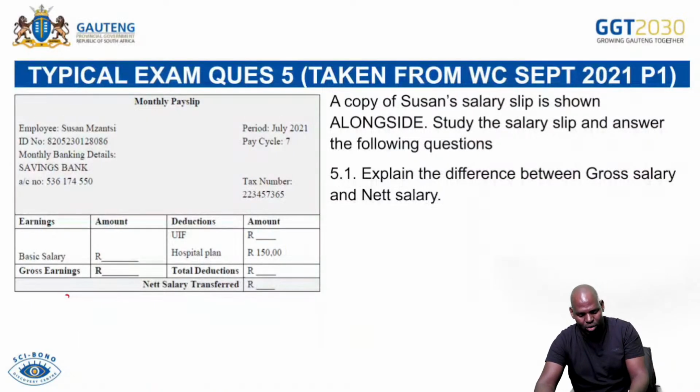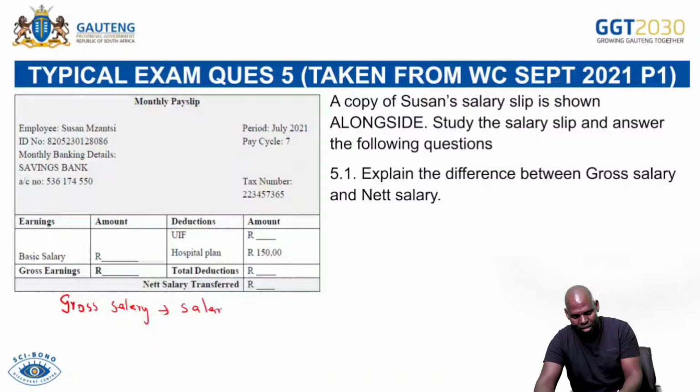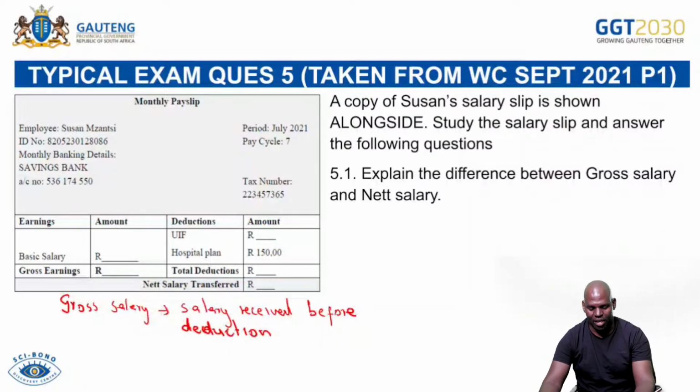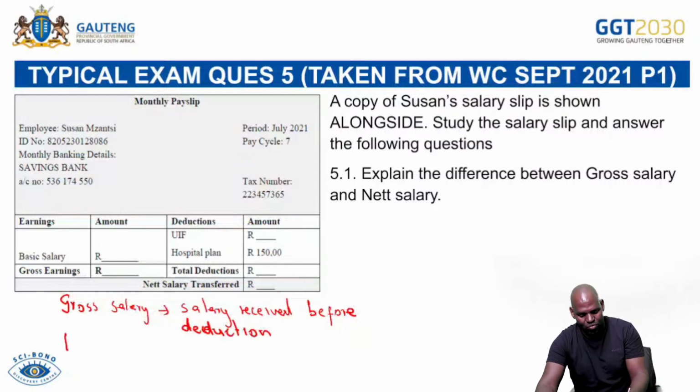Now you have to write down gross salary. You can say it is the salary received before deductions. And then of course we've got net salary, which is the salary received after deductions.